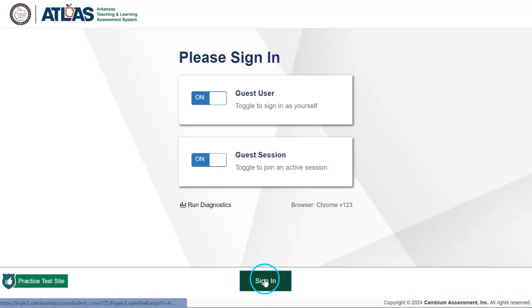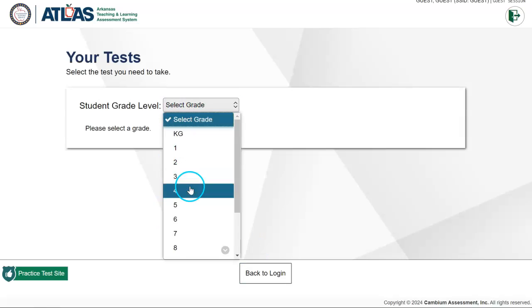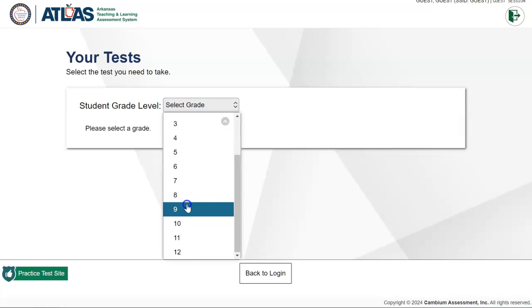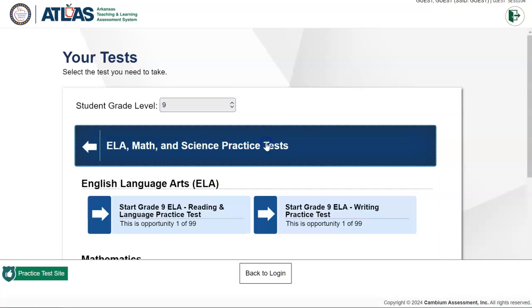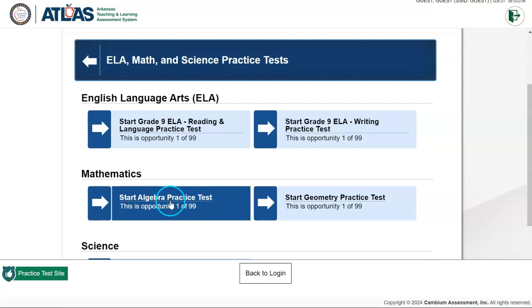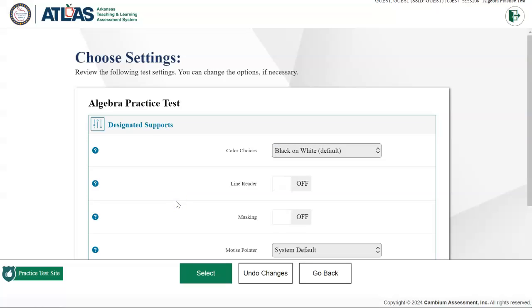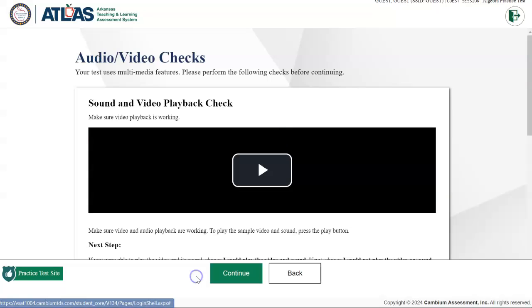Click on sign in. For grade level, you're going to select 9 and then you're going to select ELA Math Science Practice Tests. And then the one we want is Mathematics Algebra Practice Test. Now when you get to this page, you're just going to click Select.